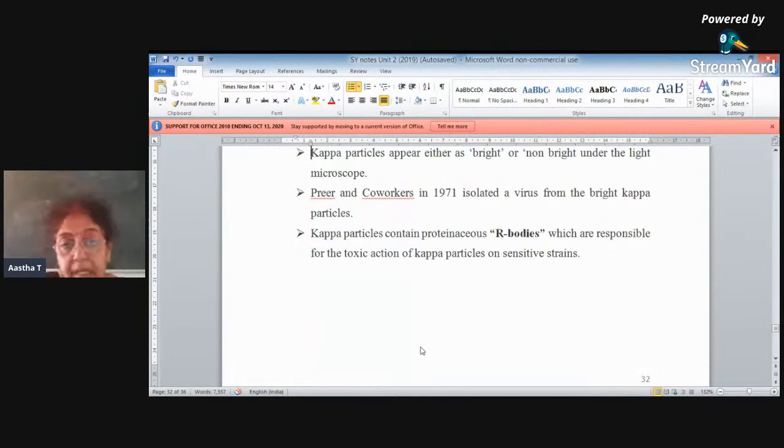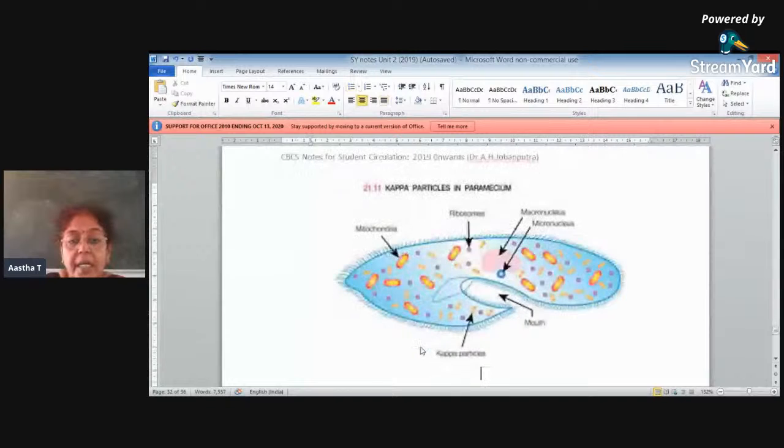Very dangerous. We very well know today how these viruses are dangerous. So Preer and co-workers in 1971, they have isolated a virus from these kappa particles. These kappa particles contain proteinaceous R bodies and they are responsible for the toxic effect or paramecin effect of these kappa particles. So paramecin release करण्यासाठी हे R bodies essential आहे.